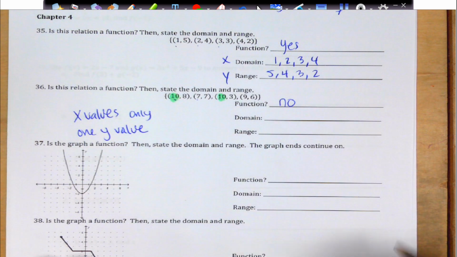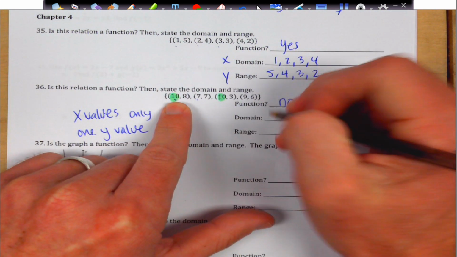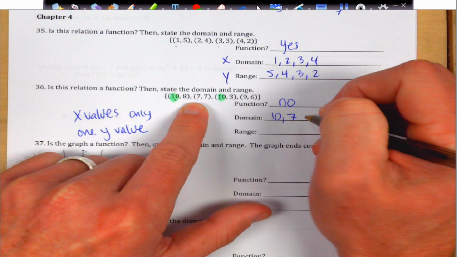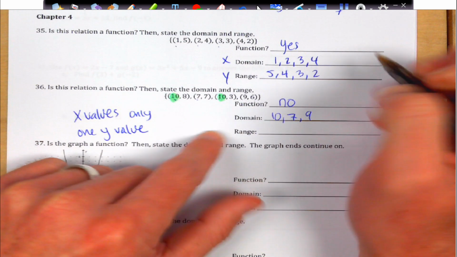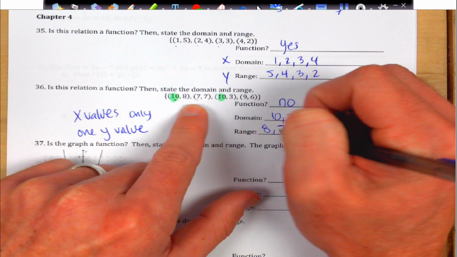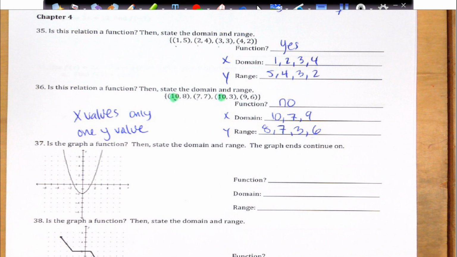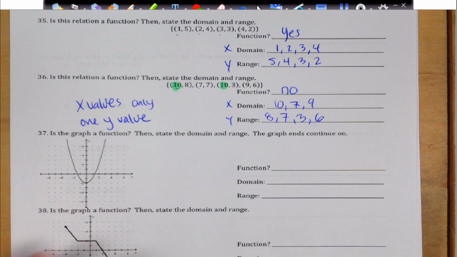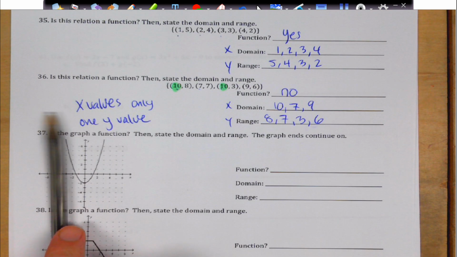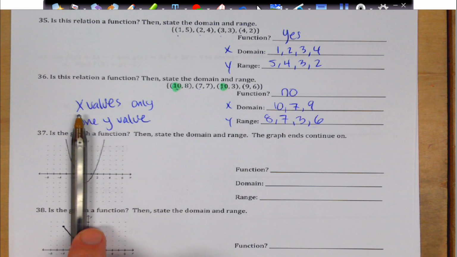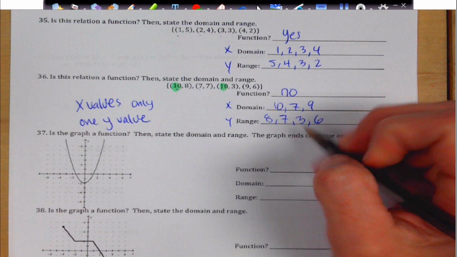Okay, so that doesn't work. My domain is 10, 7, I already got the 10, and a 9. My range is 8, 7, 3, and 6. So again, my x, my y values. Okay, so is this a function? We do the vertical line test. I take this, and does it hit more than once? And I would say no.